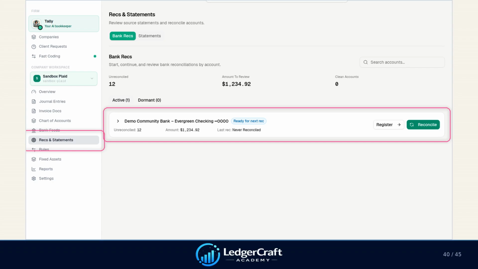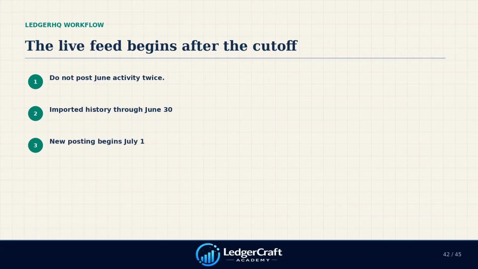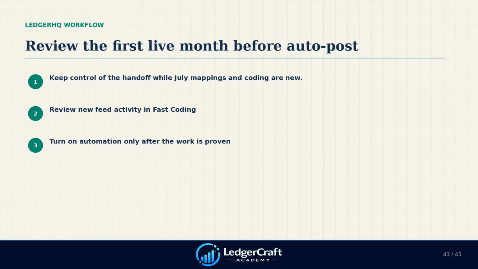reconcile. In bank feeds, map checking to its imported asset register and map each credit card to its own imported liability register. Work activity dated after June 30th. Any June activity already included in the imported journal stays out of the new posting queue. Keep AI auto post off while the July mappings and coding are being proven in fast coding.